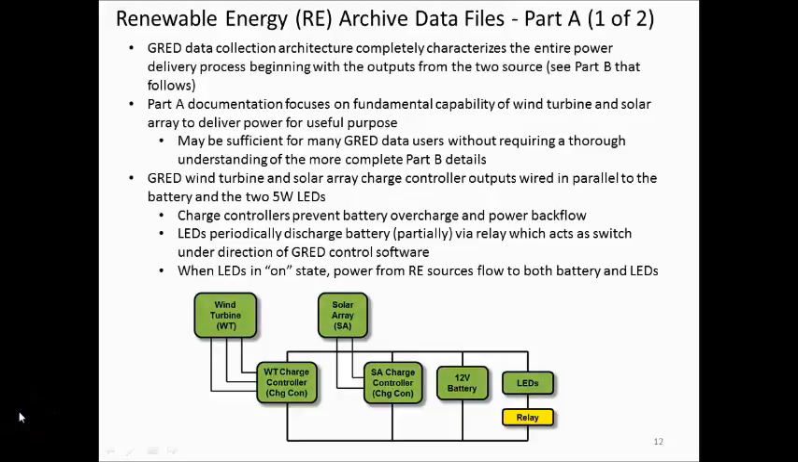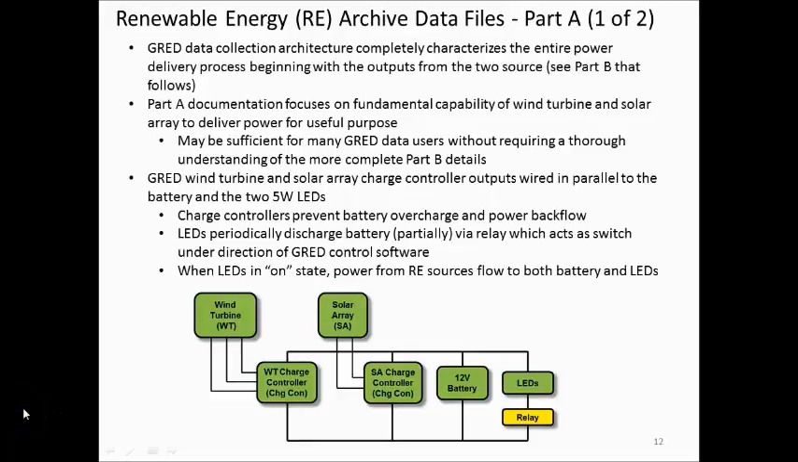But before getting to that, I want to talk about a subset of the renewable energy archive data that focuses on the basic capability of a wind turbine and solar array to deliver power for a useful purpose. In the GRED case, that purpose is providing power to the 12-volt battery and the two 5-watt LEDs. It's suspected that teachers looking into the GRED data will find this reduced set of the renewable energy archive data to be very beneficial to their students, without having to fully comprehend the more complete but more complex discussion that followed.